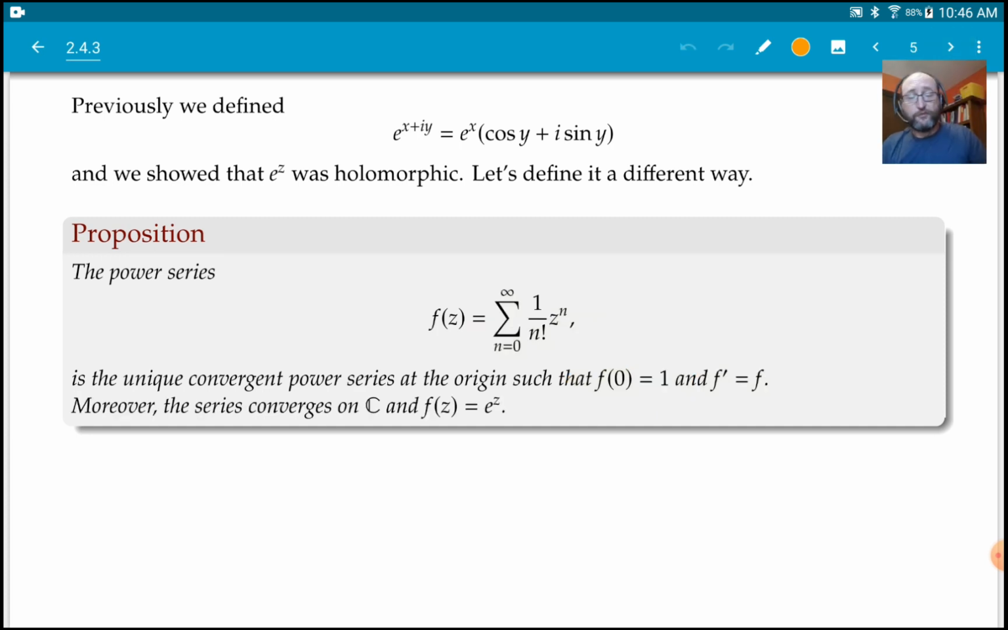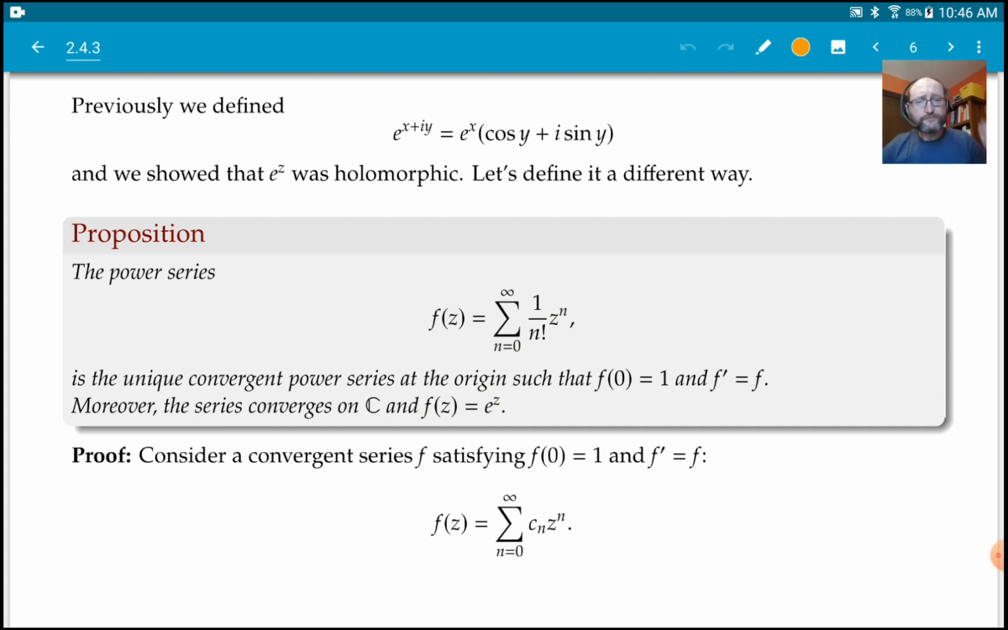Now, moreover, the series actually converges, not just in some neighborhood of the origin. It converges in C. That's actually not hard to show. You just compute the radius of convergence here, root test, ratio test. Your choice, ratio test is the easiest. So the series converges, and it actually equals the exponential everywhere.